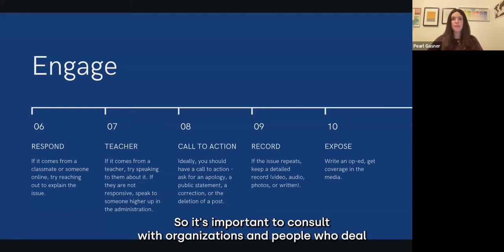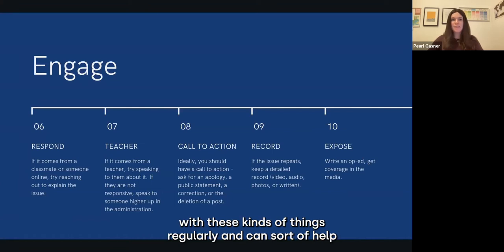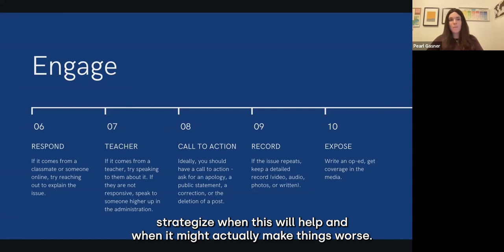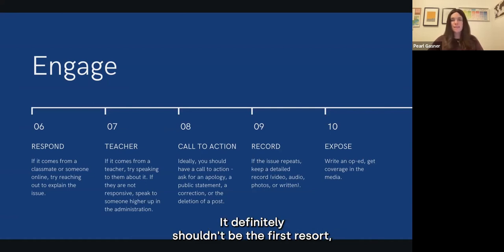So it's important to consult with organizations and people who deal with these kinds of things regularly and can help strategize when this will help and when it might actually make things worse. It definitely shouldn't be the first resort. But that is definitely something that will sometimes be recommended.